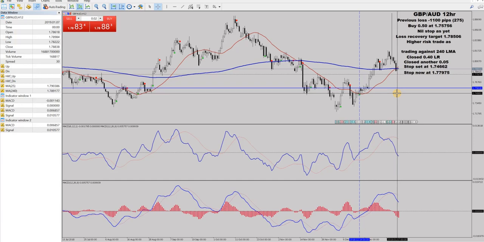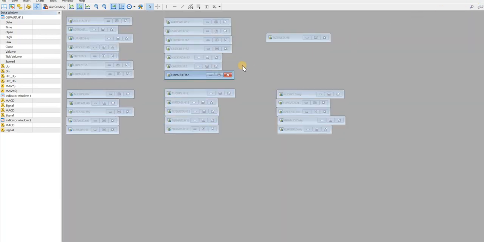Yep, that's the pound Aussie. That will be reversed to a sell once I finish this video also. The buy will be closed and take a sell. So profitable trades there. Let's have a look, see if we've got any others.